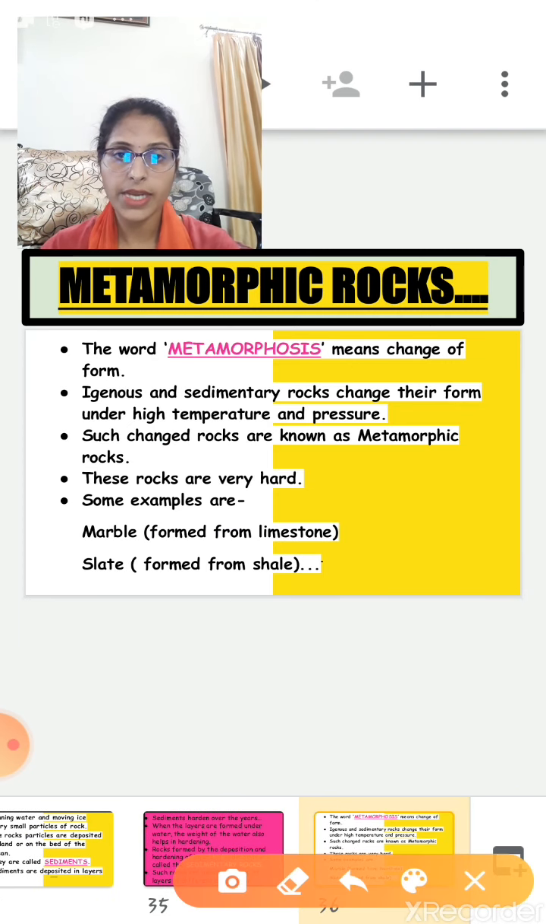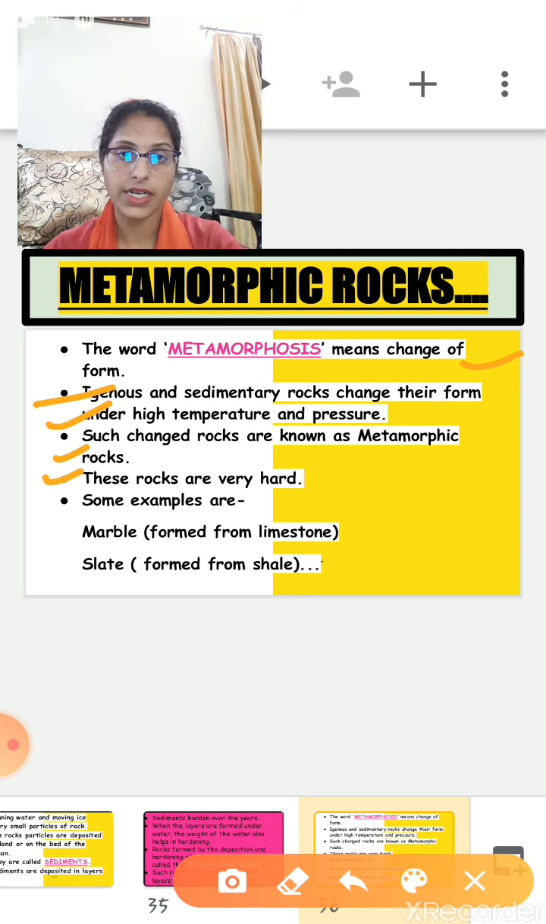As you all know, the word metamorphic is derived from the Greek word metamorphosis, meaning change of form. So how is metamorphic rock formed? When igneous and sedimentary rocks change their form under high pressure and temperature, such changed rocks are known as metamorphic rock. Now these rocks are very hard.